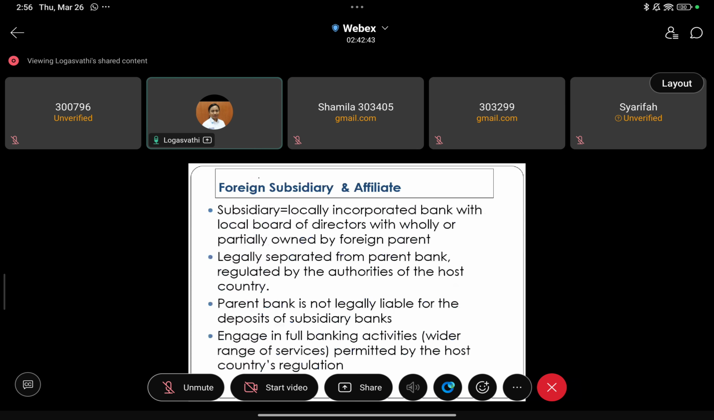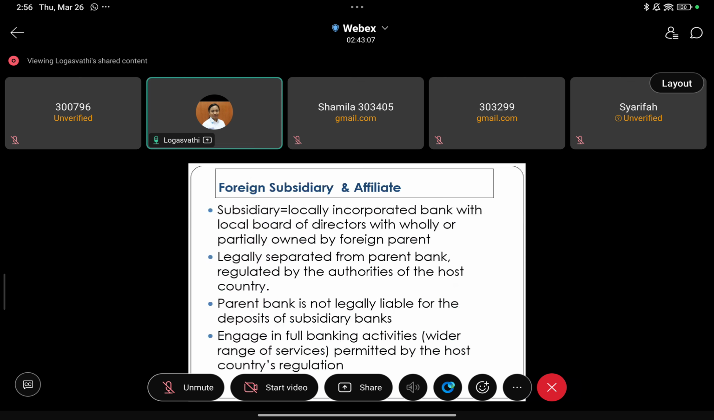Foreign subsidiaries and affiliates. The difference between subsidiaries and affiliates is that in subsidiaries, the board of directors must be local people. The ownership of the company or the institution can be fully or partially by foreigners.